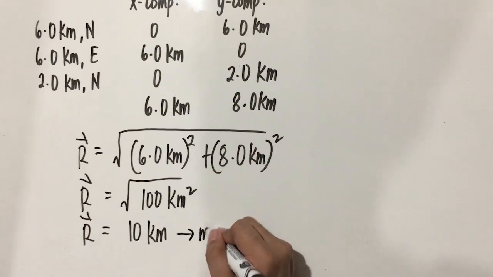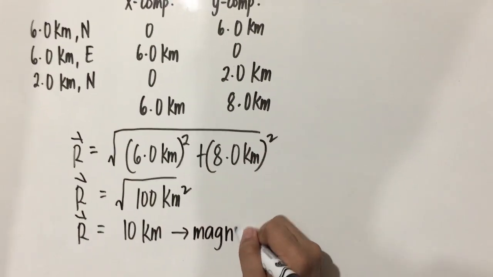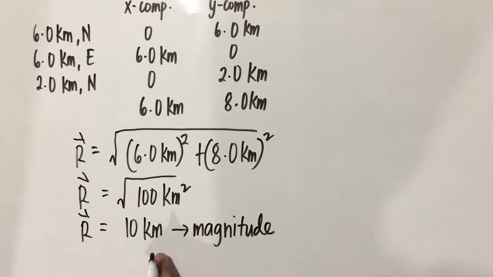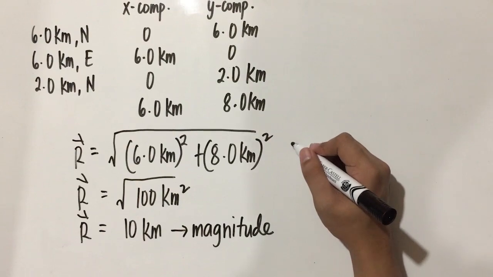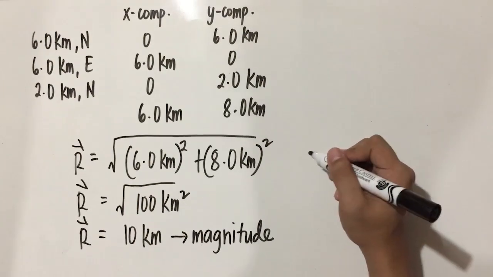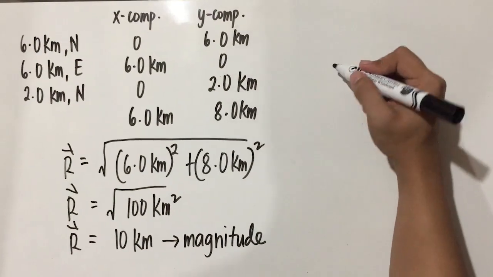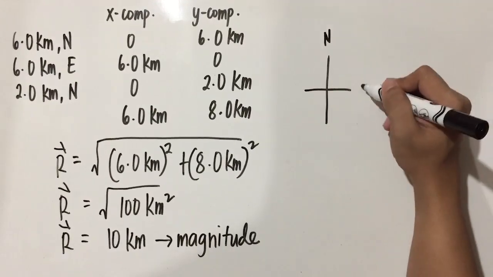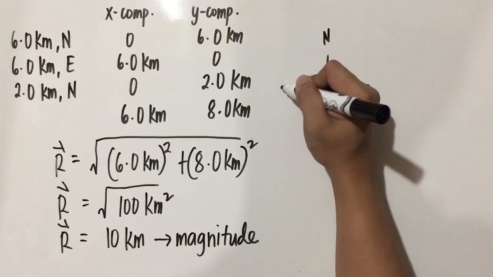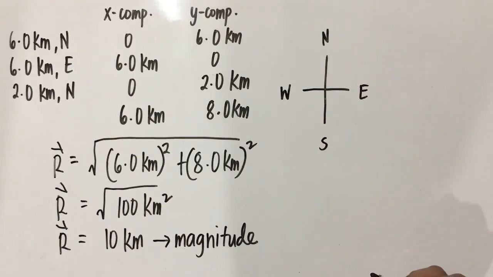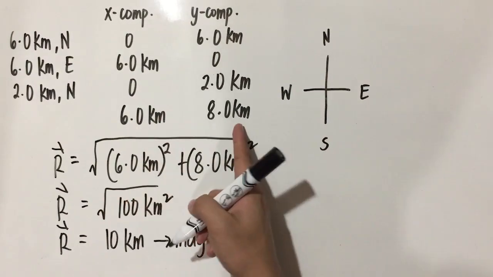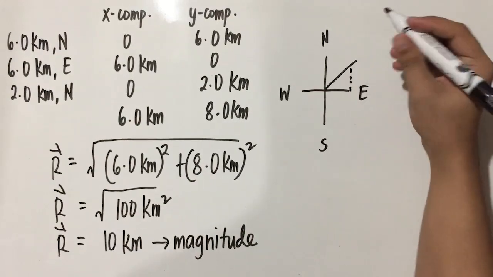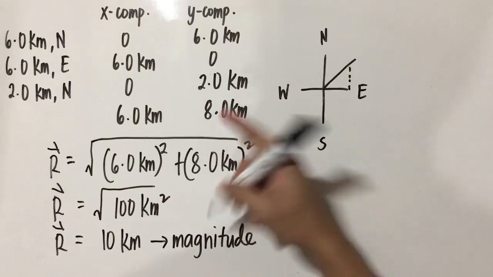So that is our magnitude value. We have that answer due to the Pythagorean theorem. Now we have to get the direction. So let's use the trigonometric function. But before that, we have to draw a Cartesian plane with a direction. Both of them are positive, so we have an idea that these are found on the first quadrant.